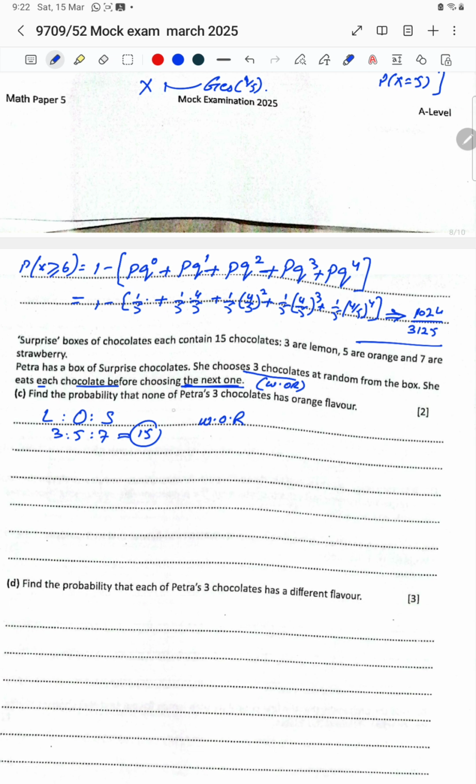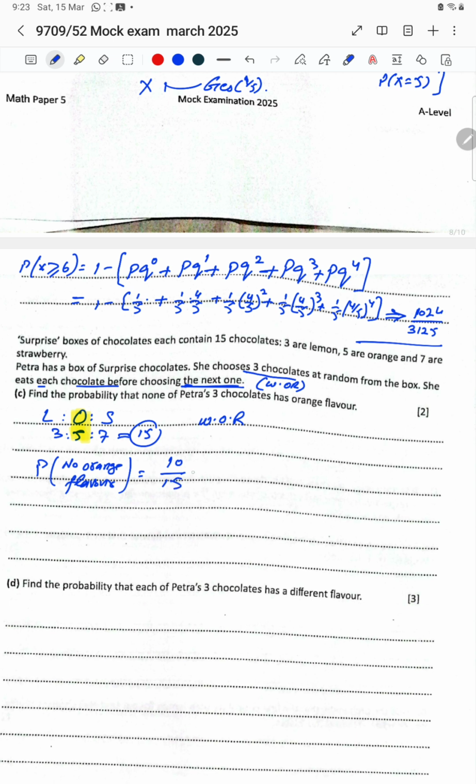Find the probability that none of the Peter's chocolates has orange flavor. If none of them is orange, so if this color is not coming up, the rest are 3 plus 7, 10 colors, out of which anyone can be selected. So the probability of no orange flavor out of 3 attempts means out of 10, anyone can select it, either it can be lemon or strawberry.